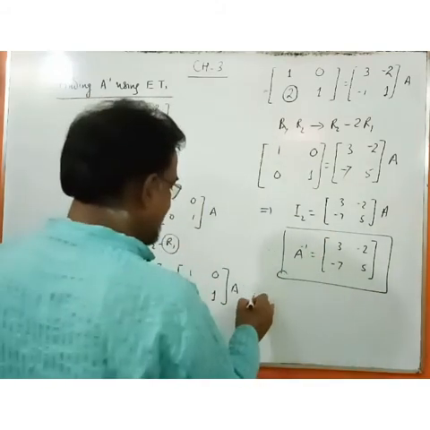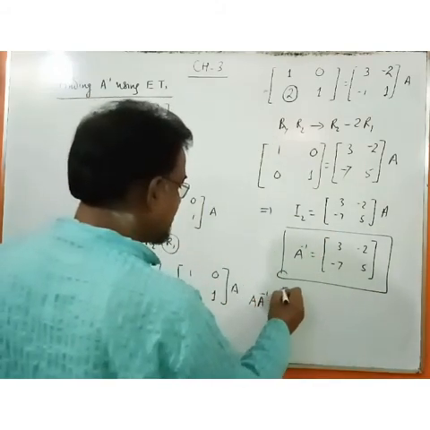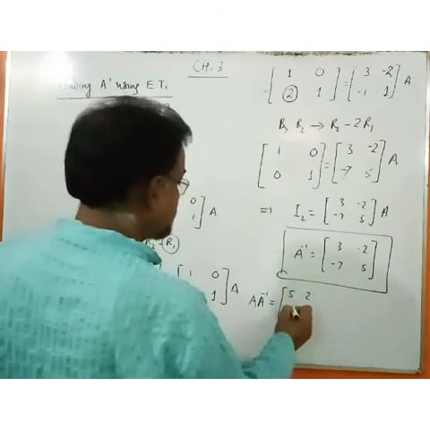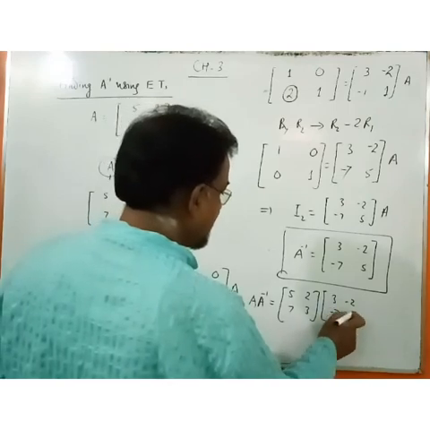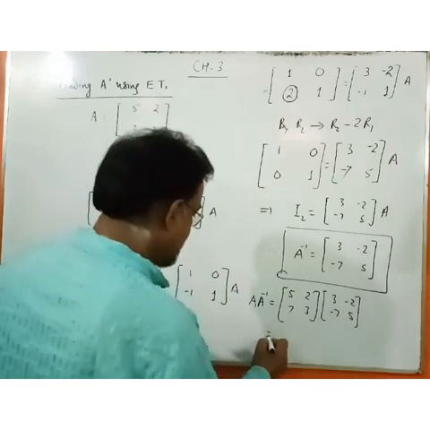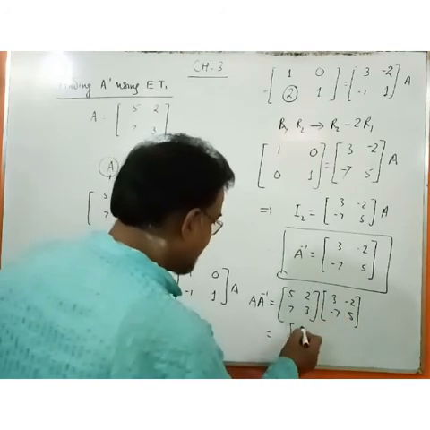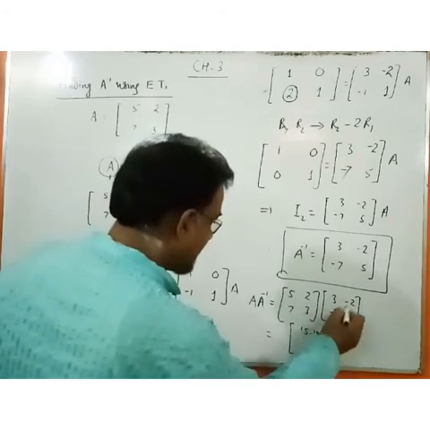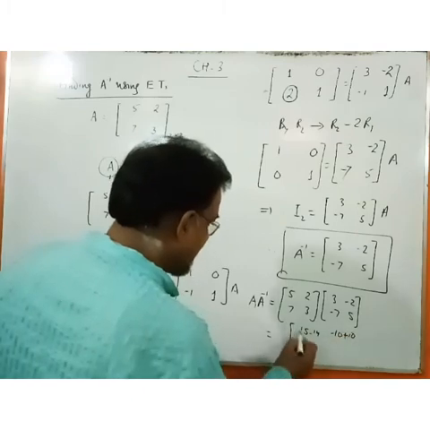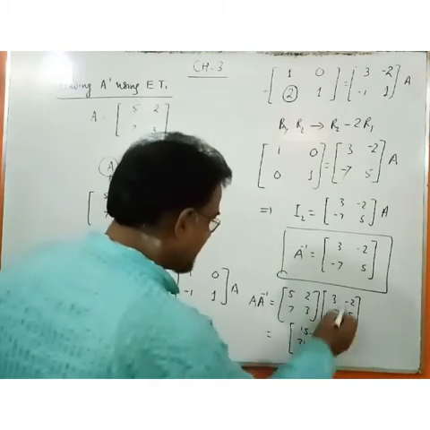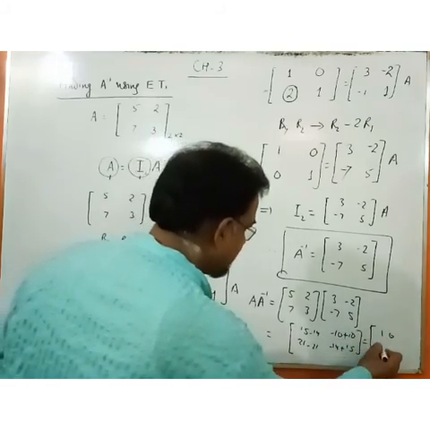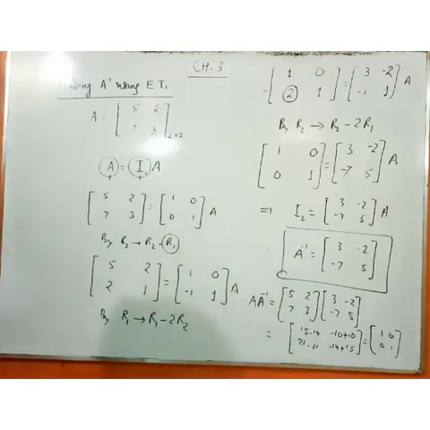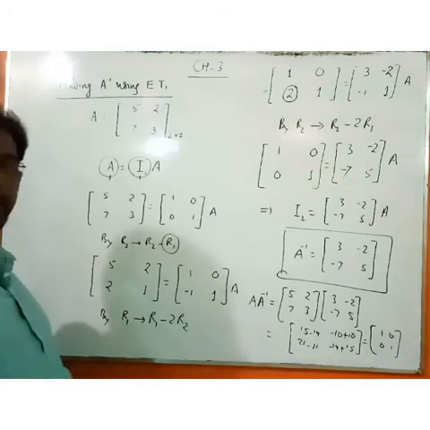You can also verify A into A inverse. What will happen? [5, 2; 7, 3] multiplied by [3, minus 2; minus 7, 5]. So this will become 5 times 3 is 15, minus 14, 5 times 2 is 10, 2 times 5 is 10, 7 times 3 is 21, minus 21, minus 14, 3 times 5 is 15. So this is equal to [1, 0; 0, 1]. No confusion is there. So A inverse is [3, minus 2; minus 7, 5].